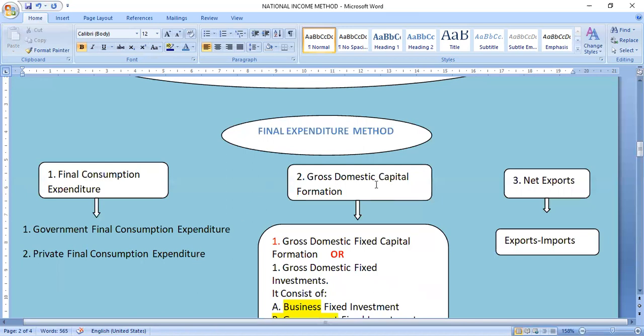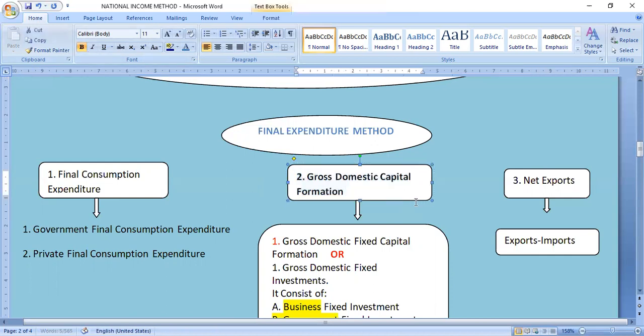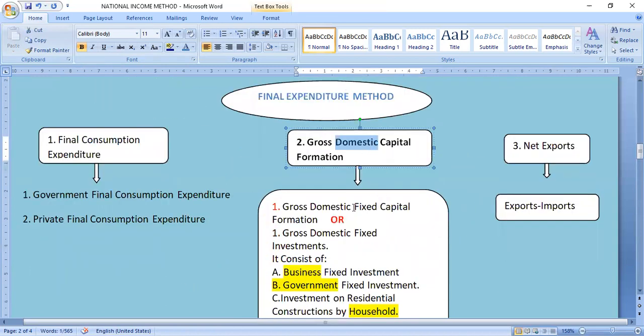Second point is gross. This is a very complicated point, so take care. Gross domestic capital formation is divided into two categories. One is the fixed capital formation, and the next is inventory. This is a part of investment, or investment we can do either on fixed or inventory.